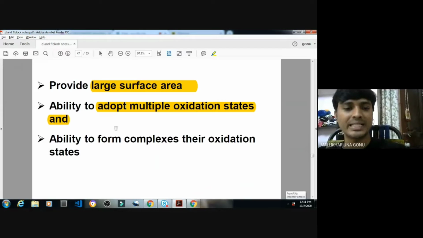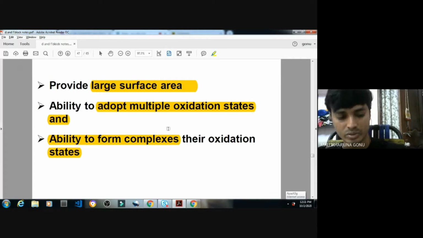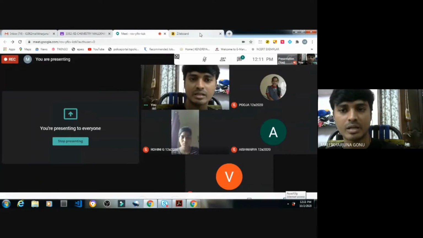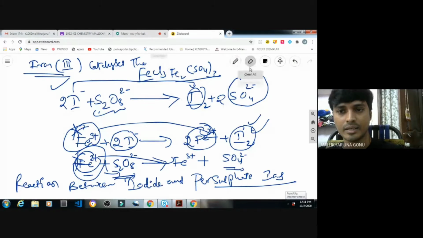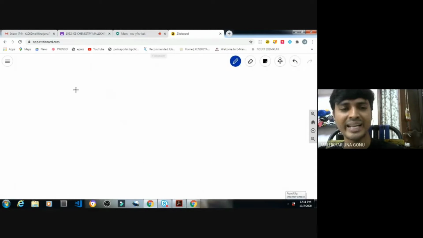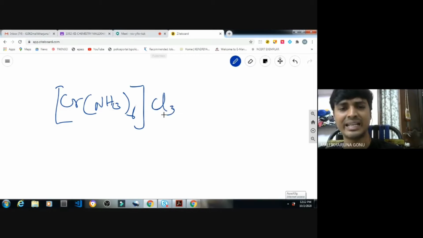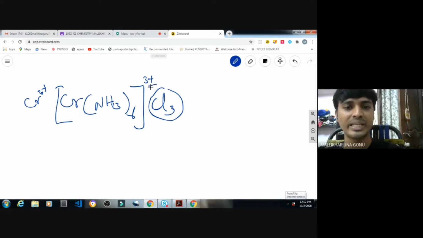Ability to form complexes, their oxidation states. Complex compounds can be formed. Complex compounds in the sense of coordination compounds, which we will see when we start coordination compounds. For example, chromium: I have written [Cr(NH3)6]Cl3. Here it is Cr3+, because the charge of the three chlorides is 3 minus, so here it will be 3+. Why that comes, you will study in coordination compounds.